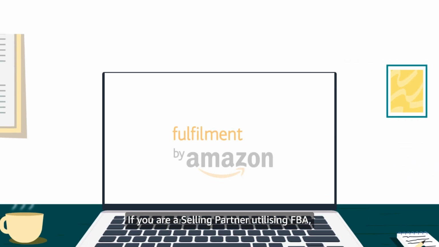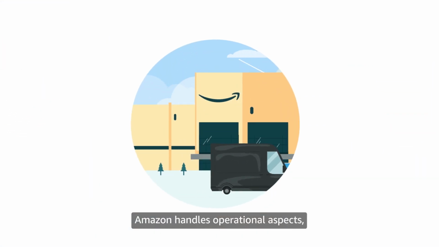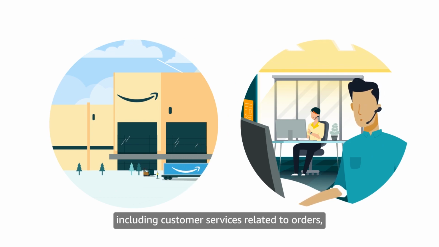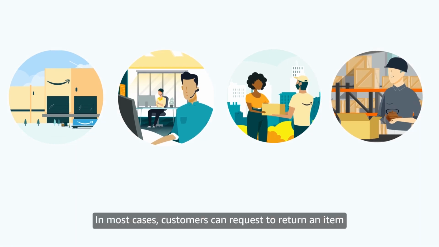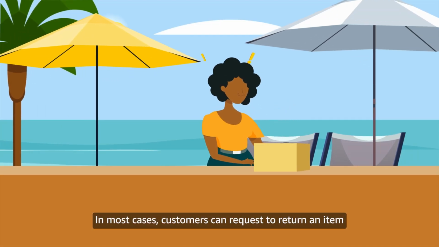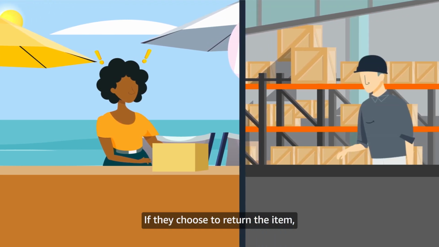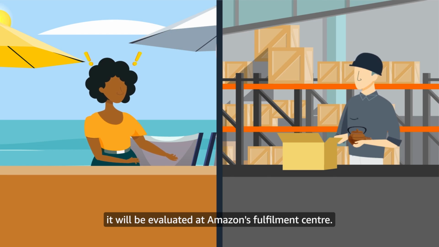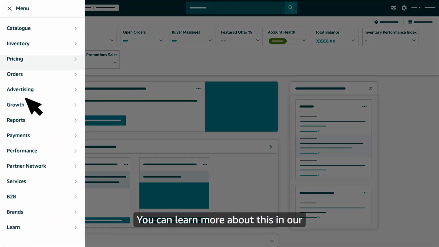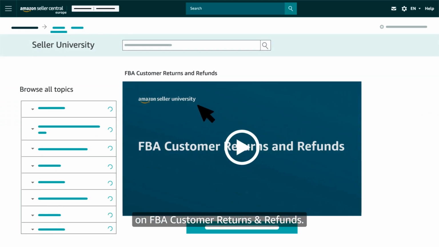If you are a selling partner utilizing FBA, Amazon handles operational aspects, including customer services related to orders, from shipping arrangements to return processing. In most cases, customers can request to return an item within 30 days of receiving it. If they choose to return the item, it will be evaluated at Amazon's fulfillment center. You can learn more about this in our Seller University video on FBA customer returns and refunds.